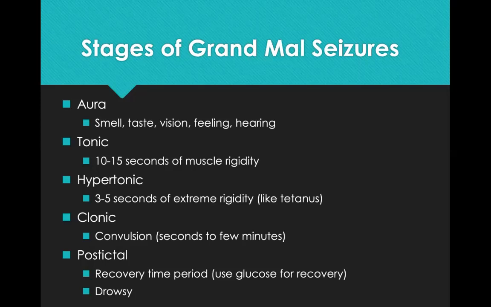The next phase that we see in grand mal seizures is the tonic phase. It only lasts about 10 to 15 seconds, but you get complete muscle rigidity. Then you go into the hypertonic phase, which is extremely short, only 3 to 5 seconds, in which it's like extreme rigidity. It's like you have tetanus or are being shocked by electricity, and everything contracts up.